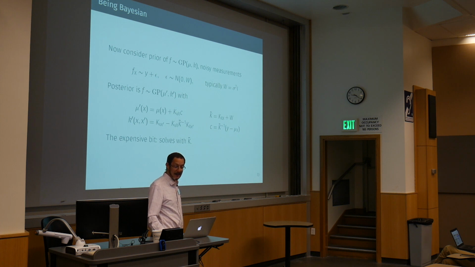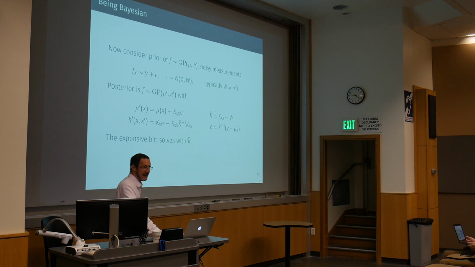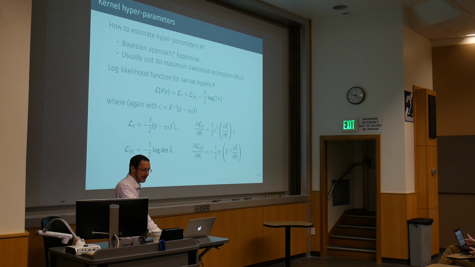So what's the expensive bit here? Well, you see right here and right here you've got this k tilde inverse, and k tilde is a giant dense matrix, right? Number of data points by number of data points. So how do we deal with that?